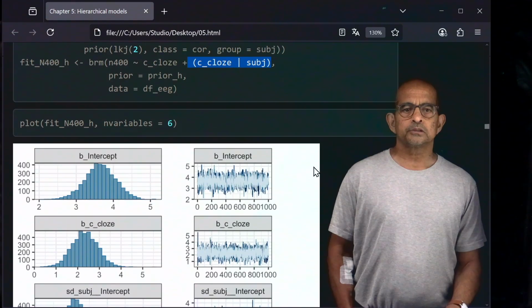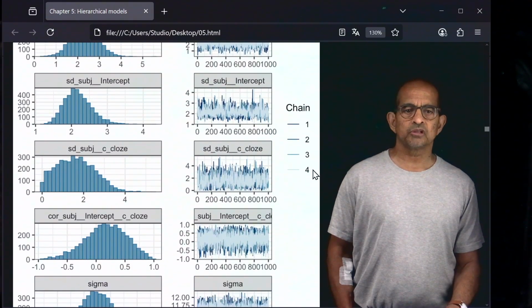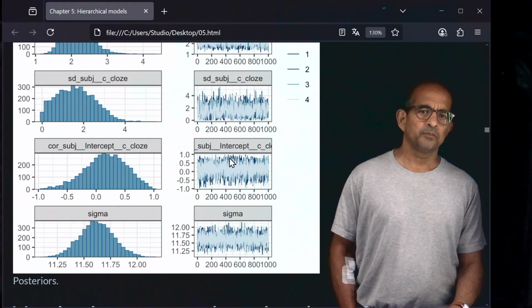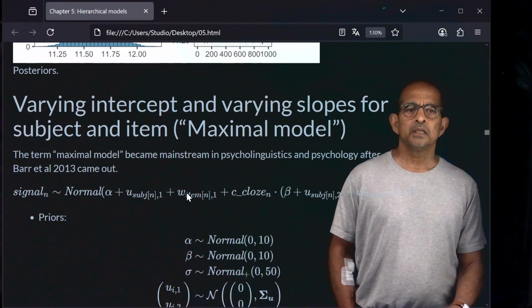Okay, so the output of the model you can summarize in the usual way. I'm not going to discuss these parameters. These are all the standard parameters that we've already seen.